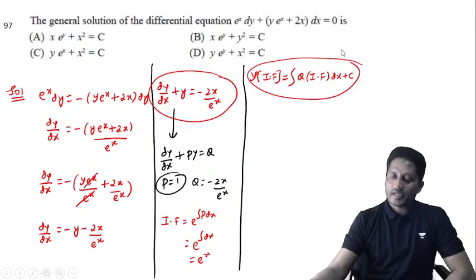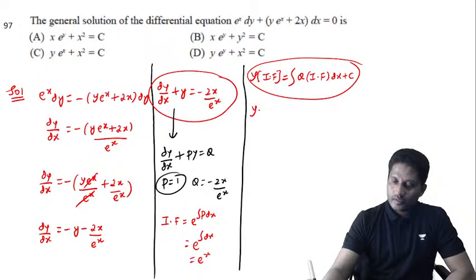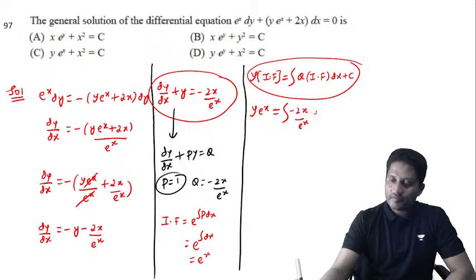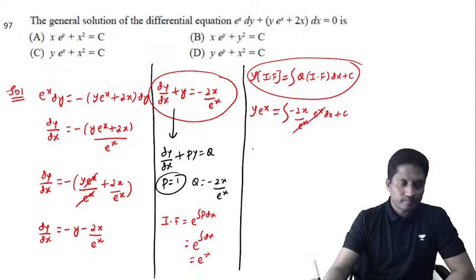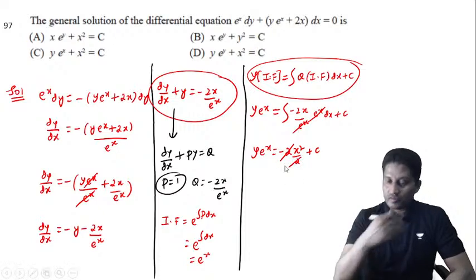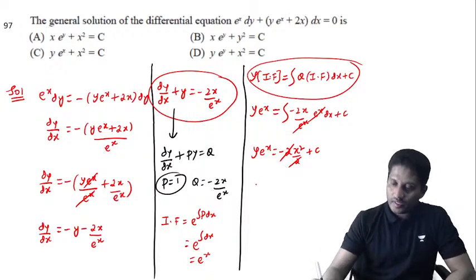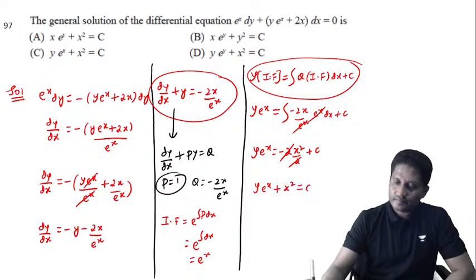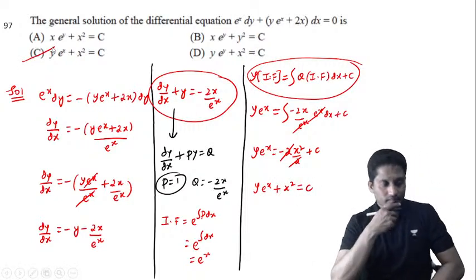So you get y into IF is equal to integral q into IF. Q is equal to minus 2x e power x, IF is equal to e power x, dx plus c. This will cancel. Y into e power x is equal to minus 2 integration of x, which is x square by 2, and plus c. Right, I'm going to cancel 2 and 2. You shift on the left side, you get y into e power x plus x square is equal to c. Answer is option C only.